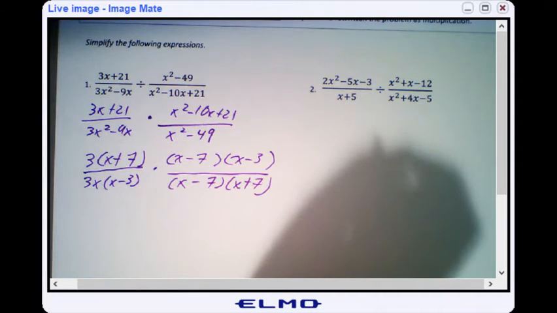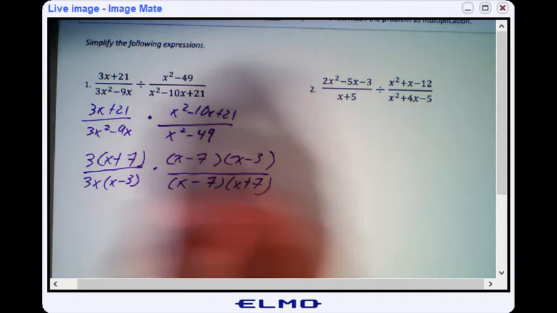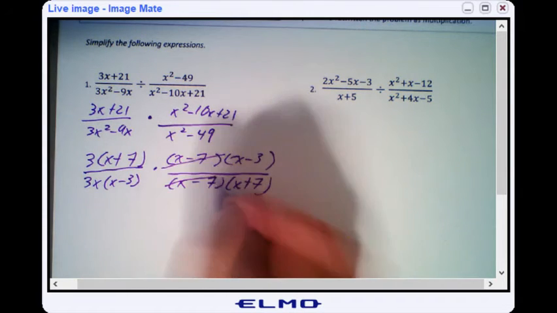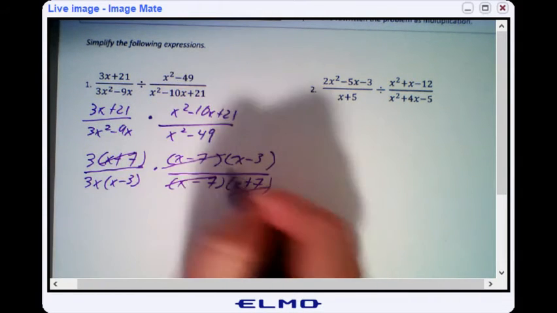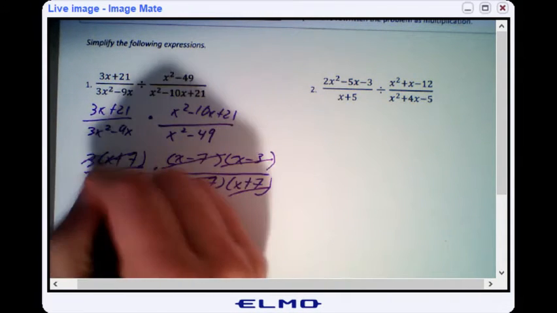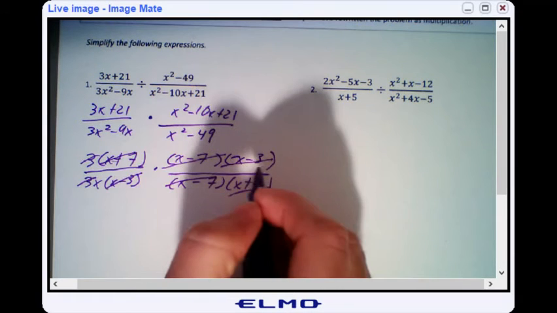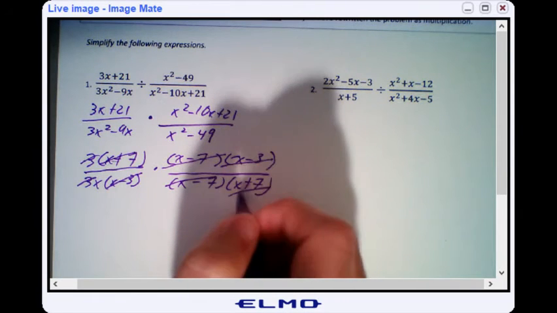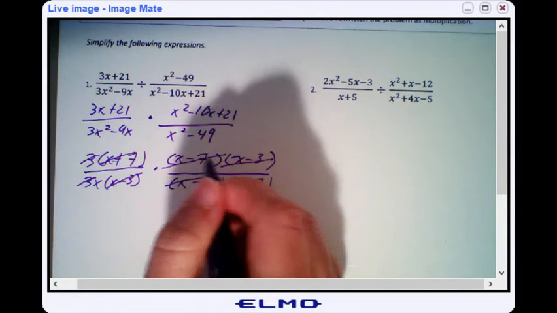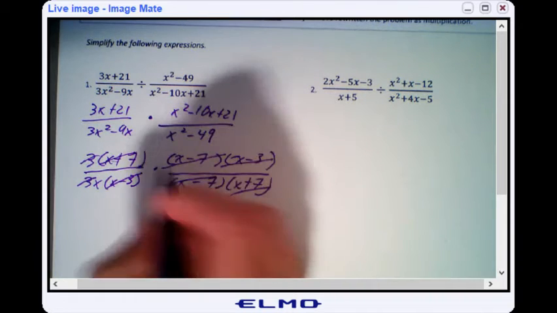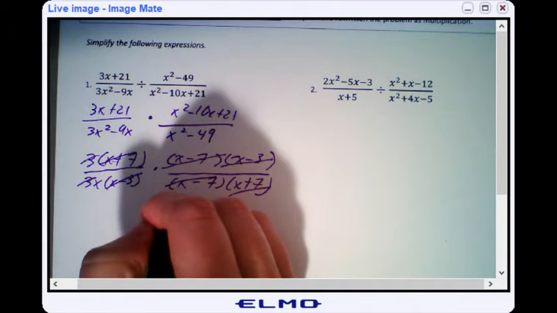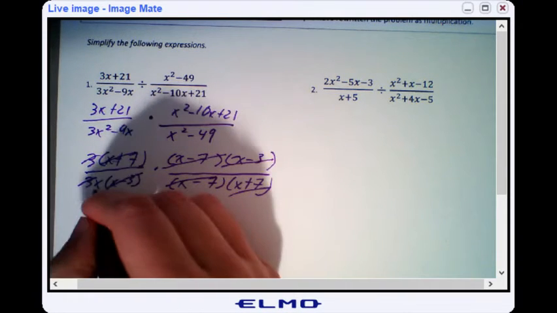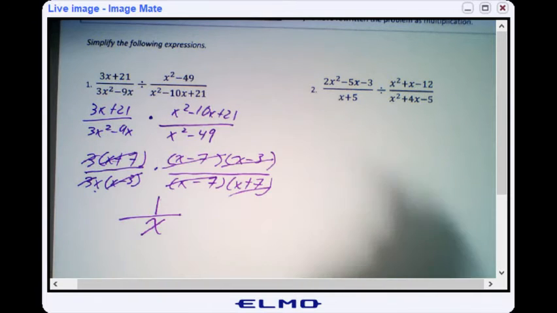We can cross out any groups that match between the top and the bottom. So x minus 7, x plus 7, x minus 3, and the 3's. Up top, I don't have anything. Remember when we simplify though, it really becomes 1. So anything divided by itself is 1. I have a pretend 1 up there. I'm going to have to write it this time because I have an x left in the denominator.